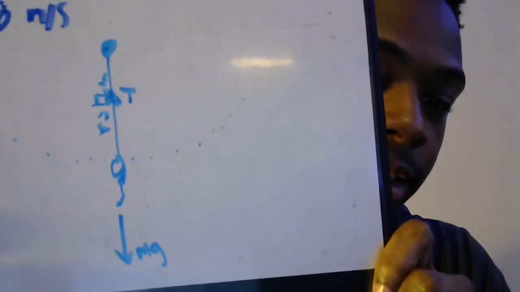I'm almost done with my picture, and you should be as well. If not, pause and take a second to get this right. What I've got is poorly drawn as it is: the man, his vine, tension going up, weight pulling down. We know the vine has a length of 12 meters, and he's going to go through a little circular path there. So that's what we're dealing with.